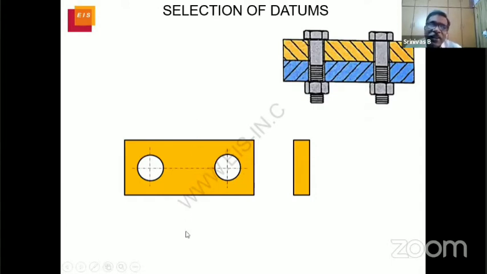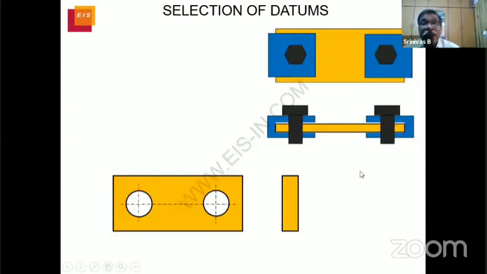That is why I said primary datum is this, secondary datum is this width. So where is secondary datum? Not here, gentlemen. Not here, ladies. It is exactly at the center of this surface and this surface. Tertiary datum is between this surface and this surface, that is here. So that is how you select the datums. Right, sir?